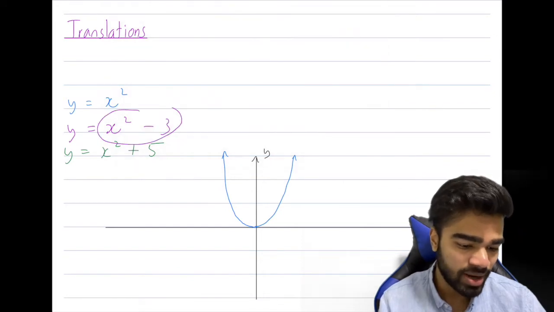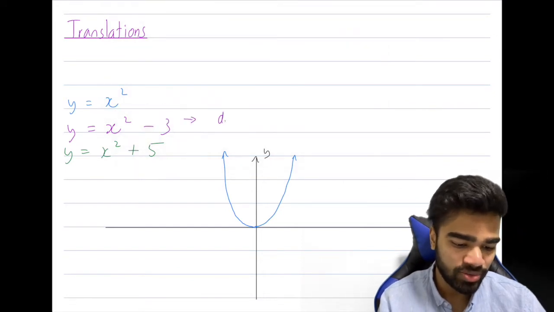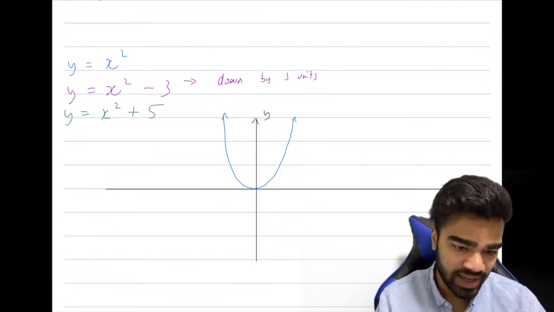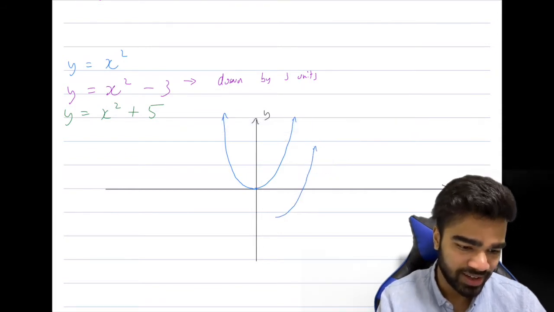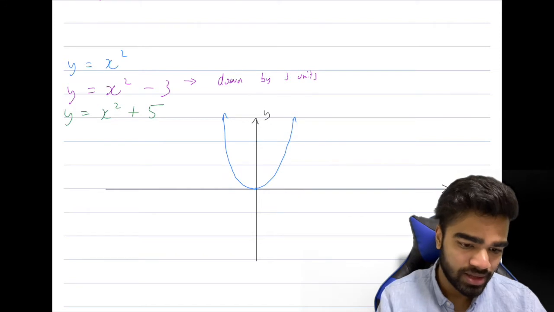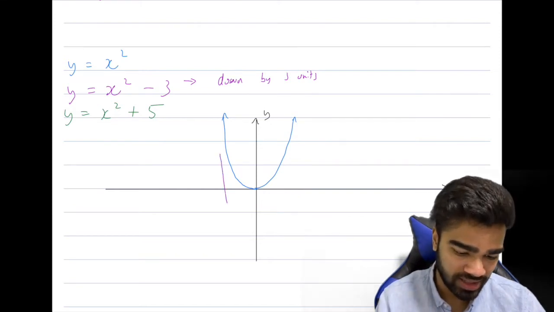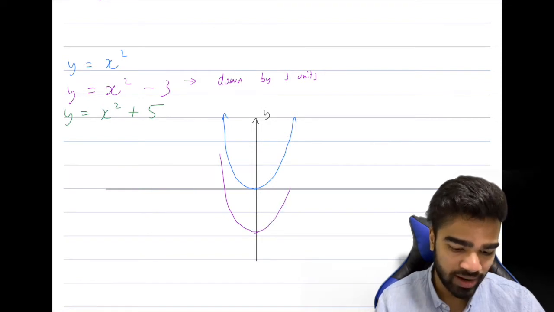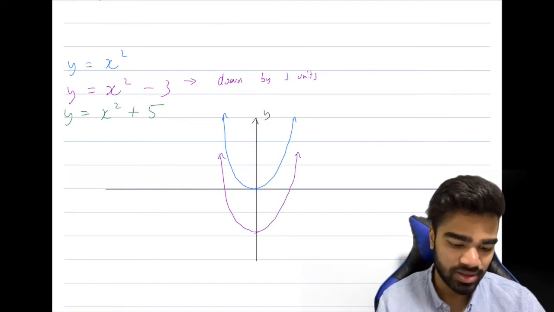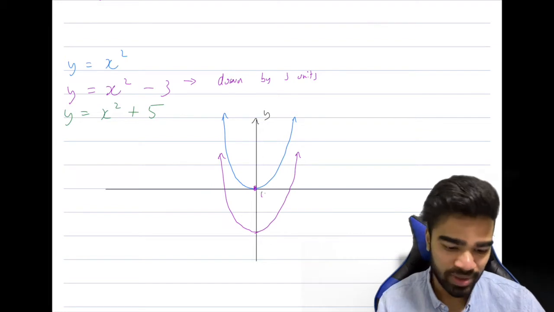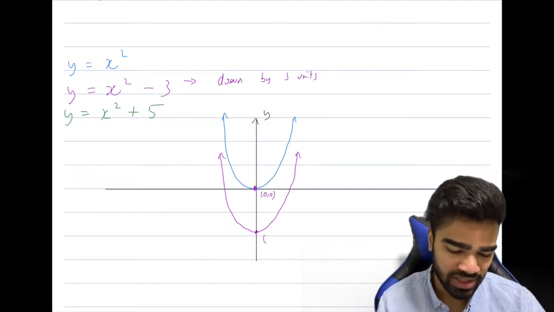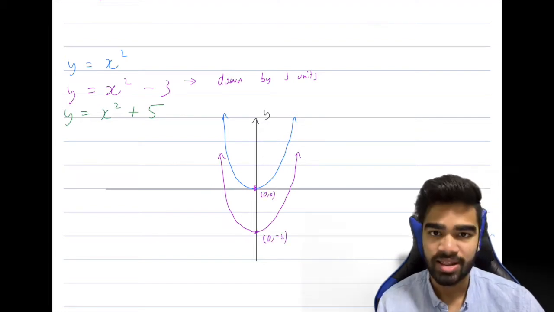What does x squared minus 3 look like? Well, I moved this graph down by 3 units. It's the exact same graph and the exact same shape, but it's moved down by 3 units. The turning point of the original is pretty obvious, it's 0, 0. The turning point of this one would be 0 and negative 3, like so.